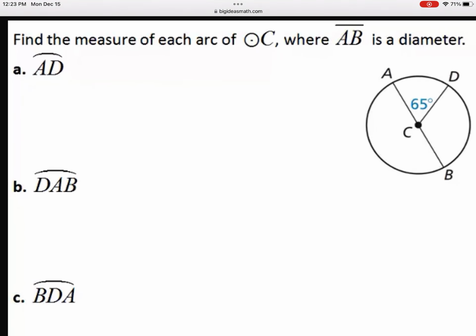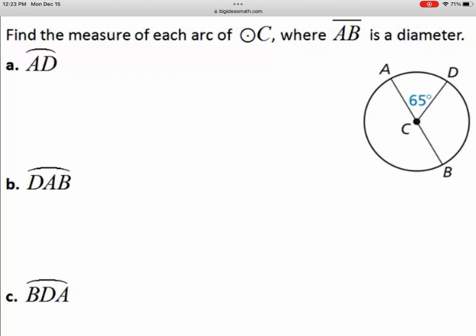Find the measure of each arc of circle C, where line segment AB is the diameter. Part A. Arc AD. Recall that the measure of the arc is the measure of the central angle. So from the diagram, the measure of arc AD equals 65 degrees.